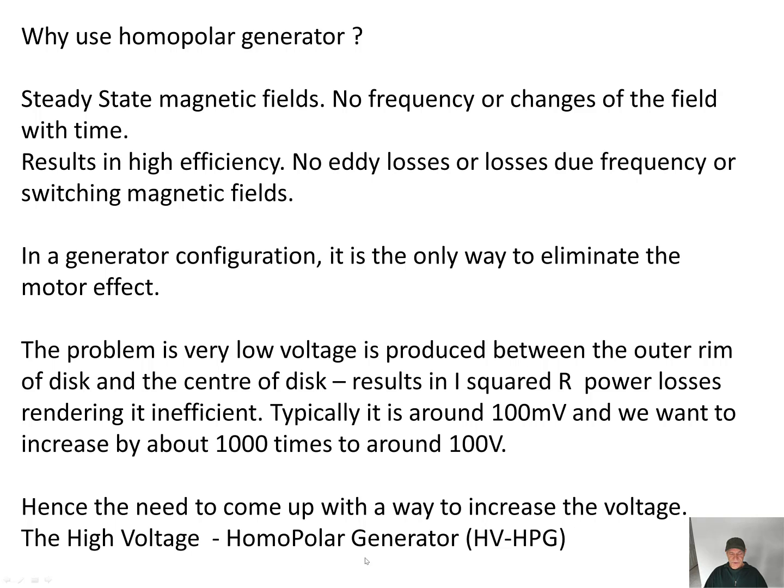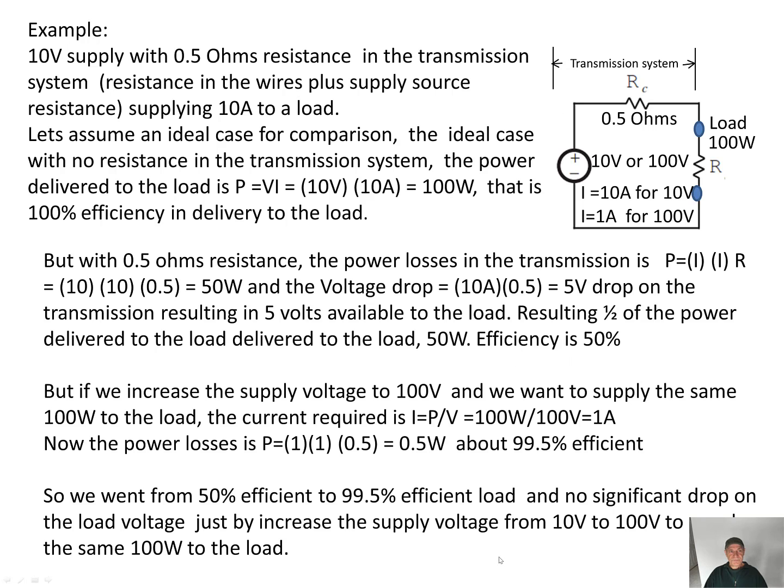Here's an example of why using low voltage results in high power losses. Example: a 10 volt supply with 0.5 ohms resistance in the transmission system. Say the resistance in the wires plus the supply source resistance, supplying 10 amps to a load. So there's the 10 volts, here's the source resistance, 0.5 ohms, and we want to supply 10 amps to a load. Let's assume an ideal case for comparison.